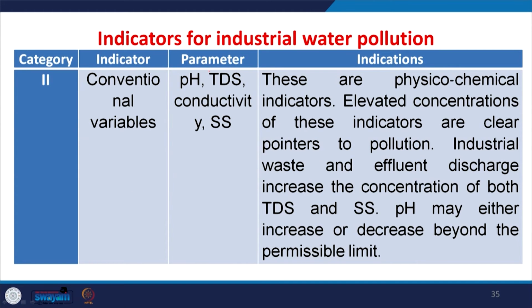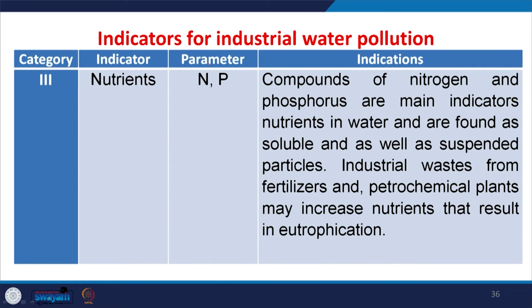Now, the second category is the conventional variables. The various parameters attributed to this are pH, TDS, conductivity and salinity. These are the physiochemical indicators. Elevated concentrations of these indicators are clear pointers to pollution. Industrial waste and effluent discharge increase the concentration of both TDS, the total dissolved solids, and suspended solids. pH may either increase or decrease beyond the permissible limit.